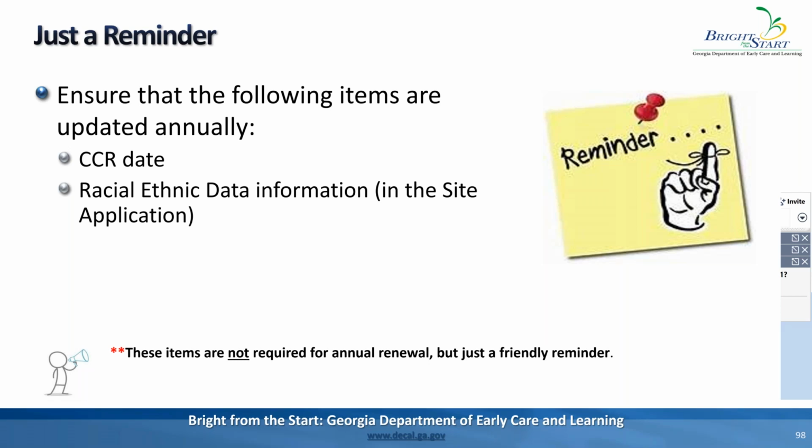Okay. Federal regulations require that racial and ethnic data be collected annually. Please ensure that this annual requirement is being met. This is in the site application. Also, a friendly reminder: these items are not required for the annual renewal. This is just a friendly reminder.